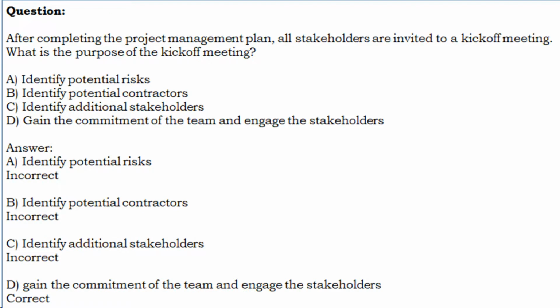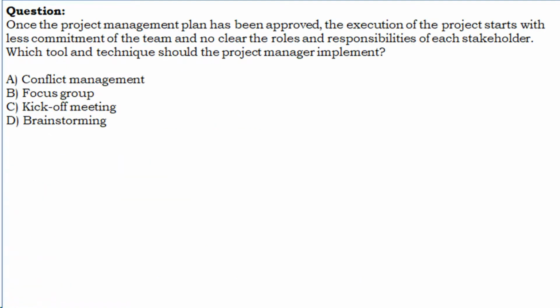A. Identify potential risks. Incorrect. B. Identify potential contractors. Incorrect. C. Identify additional stakeholders. Incorrect. D. Gain the commitment of the team and engage the stakeholders. Correct. Once the project management plan has been approved, the execution of the project starts with less commitment of the team and no clear roles and responsibilities of each stakeholder.